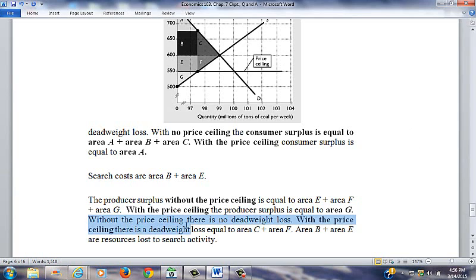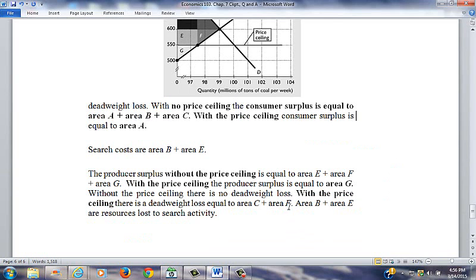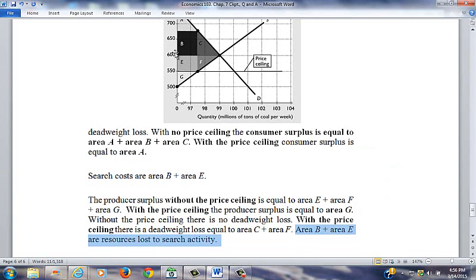Without the price ceiling, there is no deadweight loss. With the price ceiling, there is deadweight loss equal to the areas C and F. So with the price ceiling intersecting the supply line there, and going up to the demand line here, this combined triangle of the areas C and F would be the deadweight loss. The areas B and E are resources lost to search activity. Again, people searching for the resources, that's equal to the areas B and E.